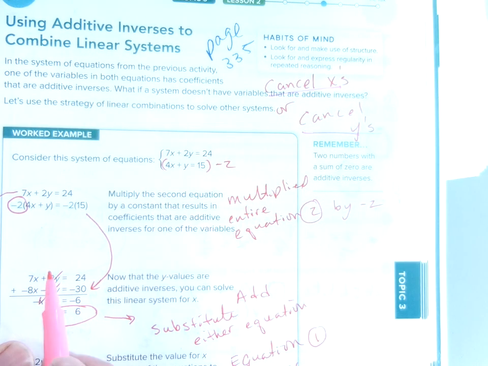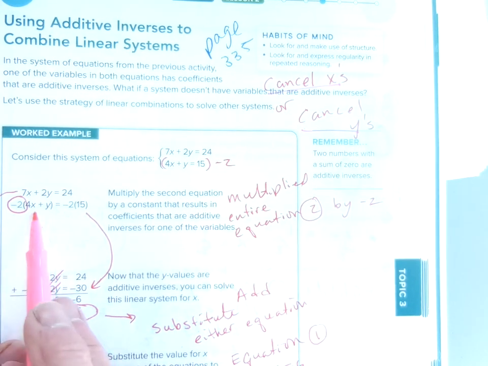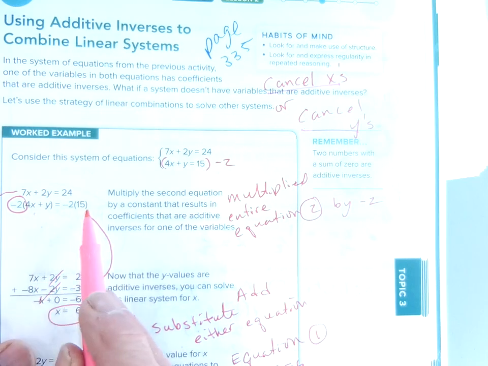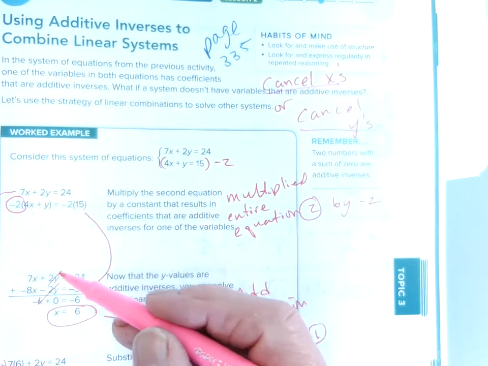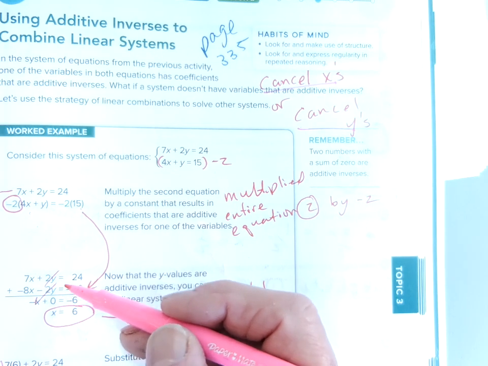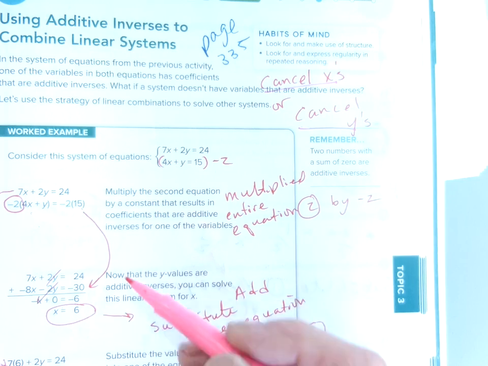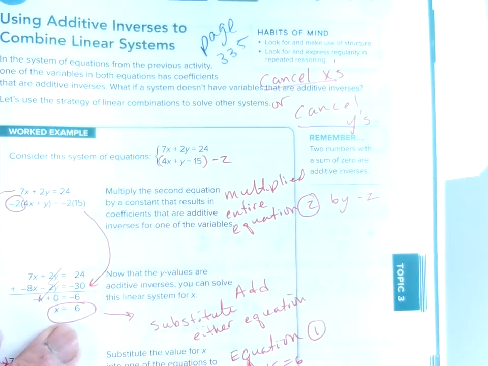That's great, so we do that. Multiplying the second equation by -2 gives us -8x, -2y, and -30. Then when we add straight down, the y's cancel. We want to cancel the y's or cancel the x's. So now we can solve. I get -1x equals -6, or x is 6. So I have one of the answers, because I need both.